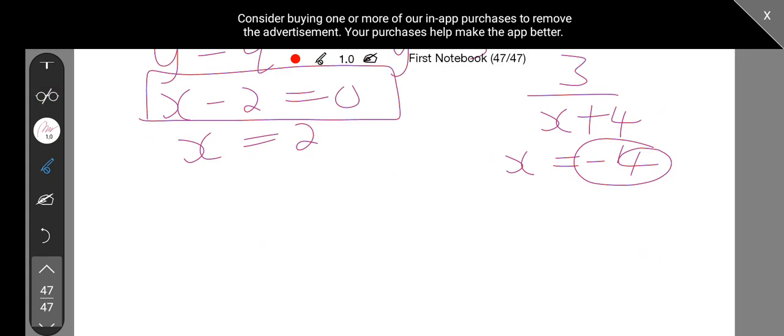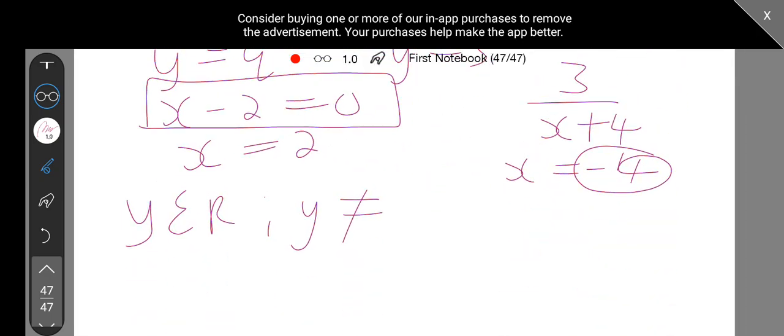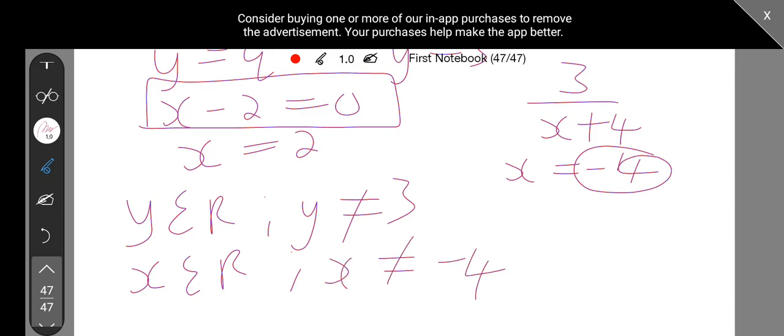To give the domain and the range, for the range, we're going to say that y is an element of real numbers, but y is not equal to q. What is q in this case? Q is 3. But y is not equal to 3. To get the domain, we're going to say x is an element of real numbers, but x must not be equal to the asymptote, which is negative 4. I hope it is clear. So don't forget, the horizontal asymptote is given as y is equal to q, and the vertical asymptote is given as x is equal to the excluded value.